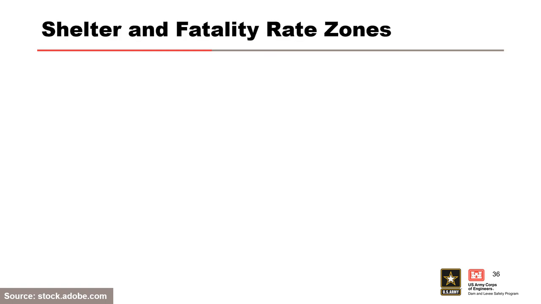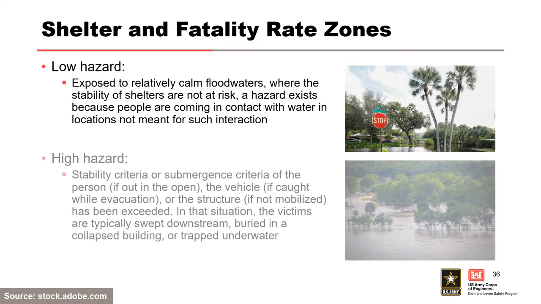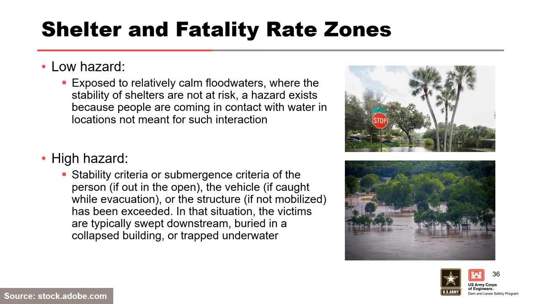So the concepts we need to cover here are really low hazard and high hazard. Low hazard is exposed to relatively calm flood waters where the stability of shelters are not at risk. Hazard exists because people are coming into contact with water where that interaction is not designed to exist. So there's still a hazard there, but people aren't getting washed away. We see it all the time, people evacuating through flood waters and generally safe. High hazard is different, where stability criteria is exceeded and people are getting washed away, and it really comes down to luck as to whether or not they survive.